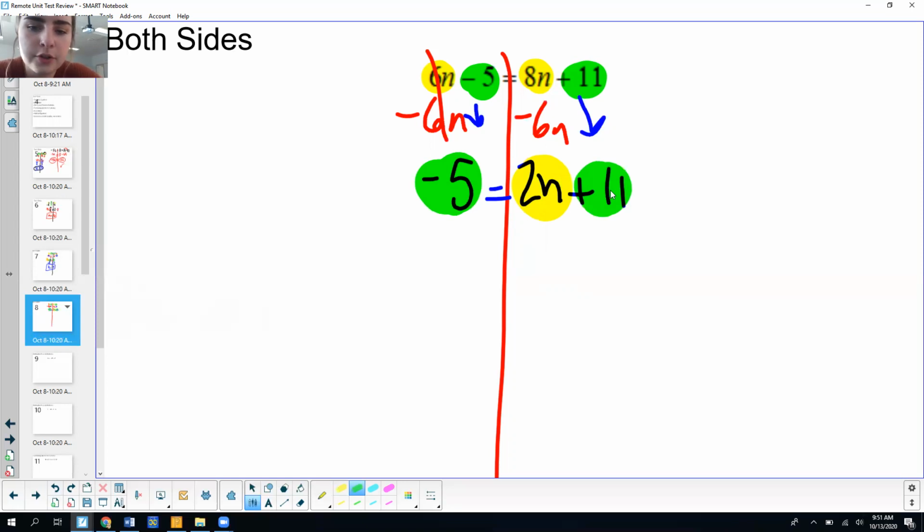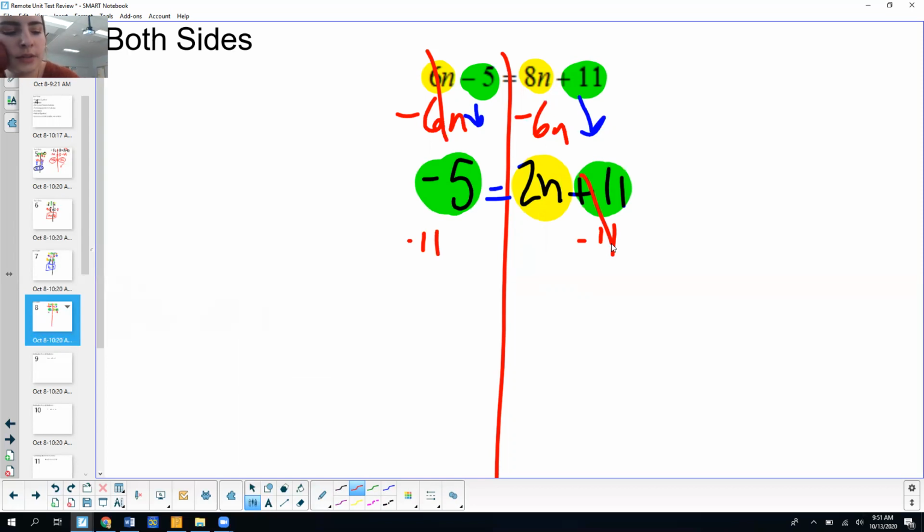So I want to make sure that all of my greens are on one side, all of my yellows are on the other. So I want that 2n to be by itself. So I'm going to go ahead and move that positive 11 over to the other side by subtracting it. So I'm moving it over by subtracting 11. That's going to cancel. Negative 5 minus 11.